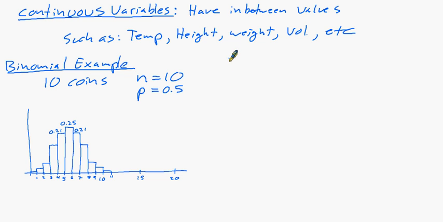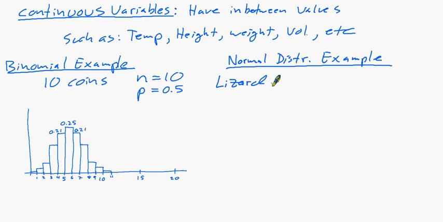Now, over here we're going to have the normal distribution example, in which we're going to be talking about a particular type of lizard whose population has a mean length of 5 inches. Now we're talking about length. That's a continuous variable. It has in-between values. Lots of lizards are probably 5.1 or 5.2, 4.7. And there's, as I just said, variation. So there's a standard deviation of 1.58 in this population, and that's inches.